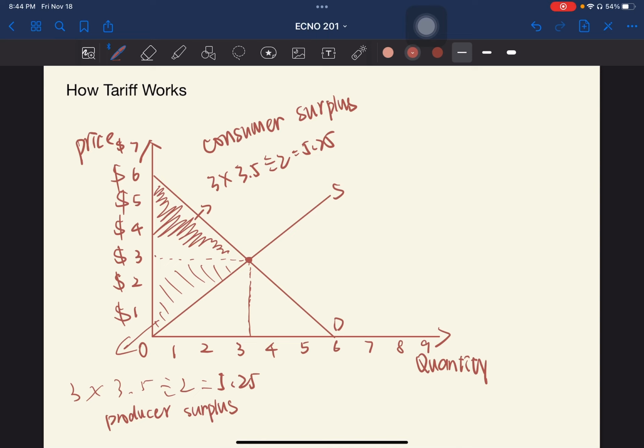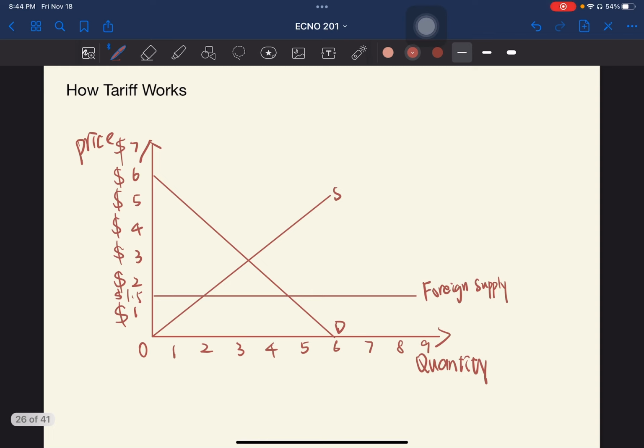And next step, the foreign supply enters the local market, and the price will be 1.5, and we can see our supply curve is here and demand curve is here, and this time the new equilibrium price will be this one, the intersection point between supply curve and demand curve.